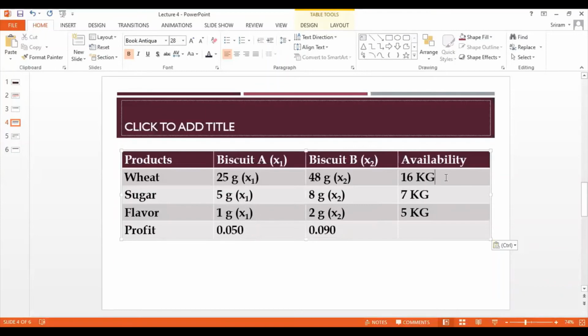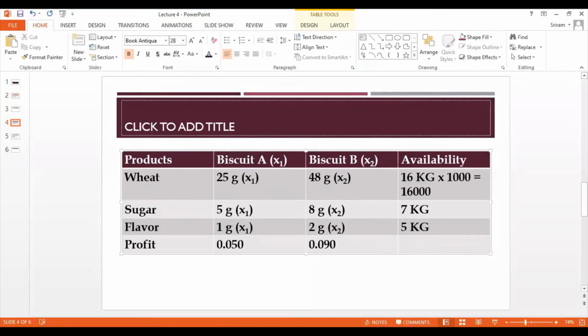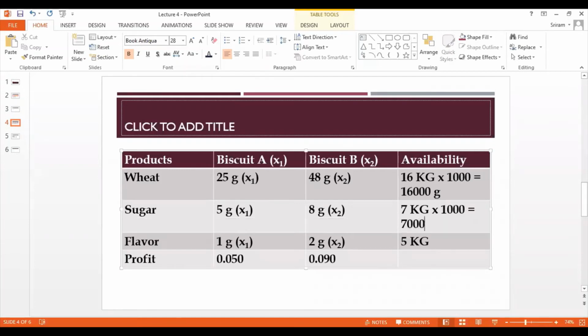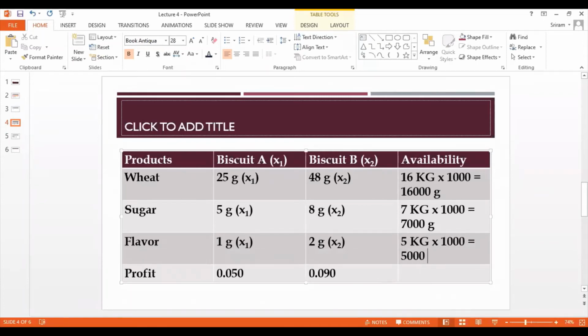But here we are having different units. Here we are having grams, and here kilograms. So I am going to convert from kg to grams, that means we multiply by 1000. So we are having 16,000 grams of wheat. 7 into 1000, we are having 7,000 grams of sugar. We are having 5 kgs, multiplied by 1000, so 5,000 grams of flavor.